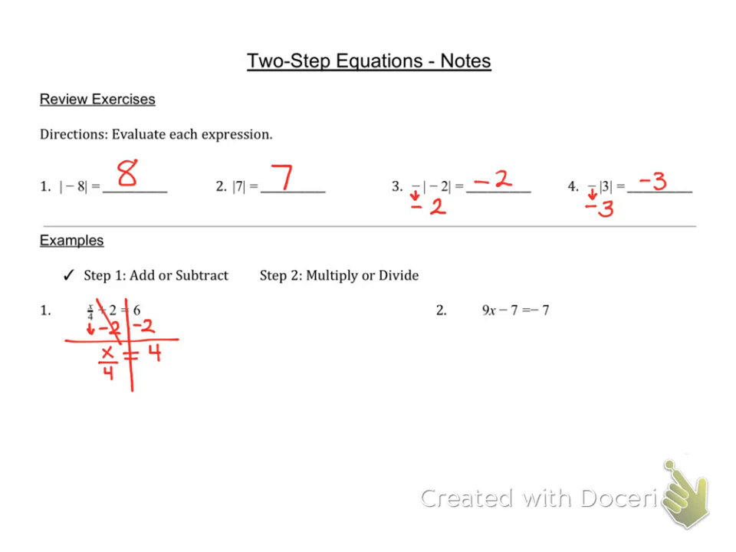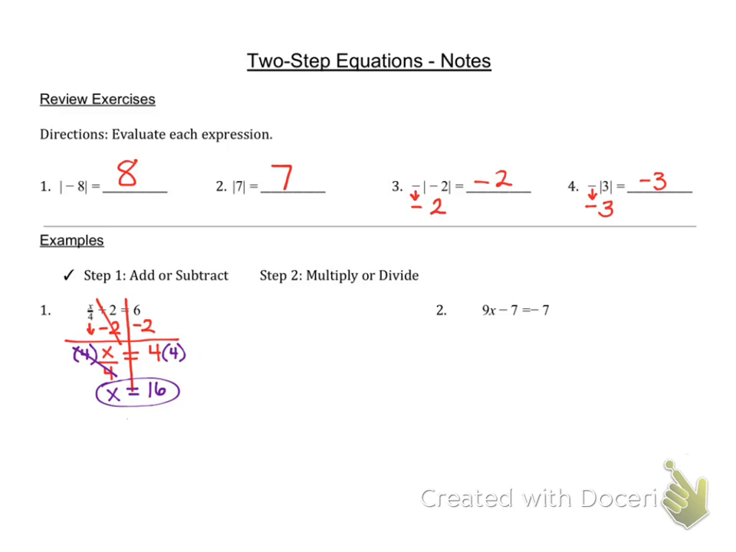Next step, we have x divided by 4. Well, the opposite of dividing by 4 is multiplying both sides of the equation by 4. So I'm going to multiply the left side by 4 and the right side by 4. Now 4 divided by 4 is 1. So now we have 1x is equal to 4 times 4, which is 16.